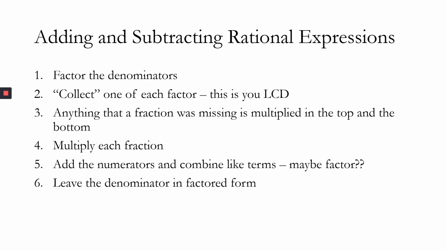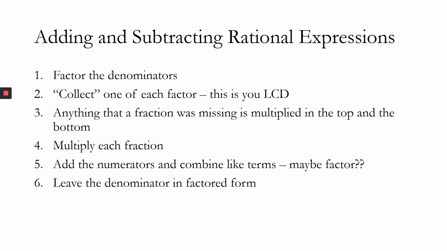So again, top of page 9 in your notes, go ahead and add these 6 steps. First, we're going to factor the denominators. Step 2, we're going to collect one of each factor. Step 3, anything that a fraction was missing is multiplied on the top and the bottom. Multiply the fractions, add the numerators, maybe leave them as factors, maybe combine like terms. We'll just wait and see on each problem, and then leave the denominator in factored form.